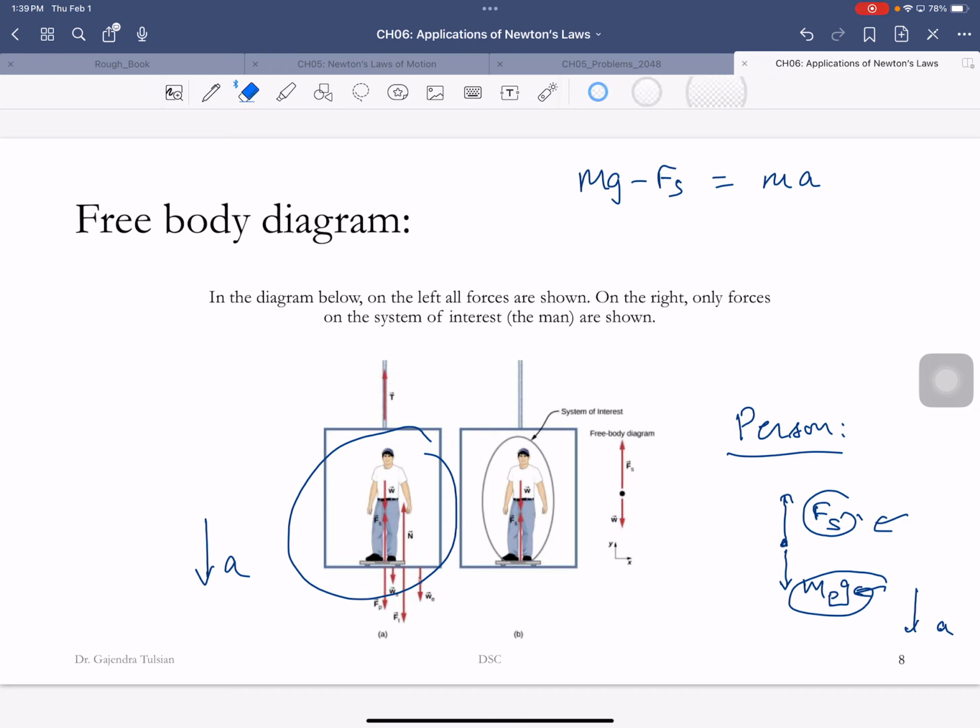So let's say the elevator is accelerating downwards. What if this is g? If the acceleration downward is g, what is Fs? If this is g, mg will equal this, so Fs is equal to 0. That's weightlessness. So if you want to experience weightlessness, go in an elevator, cut the cable, and you'll experience weightlessness for a few seconds.